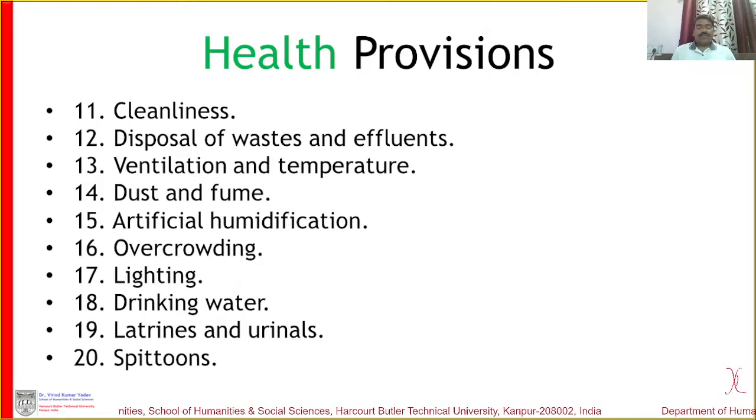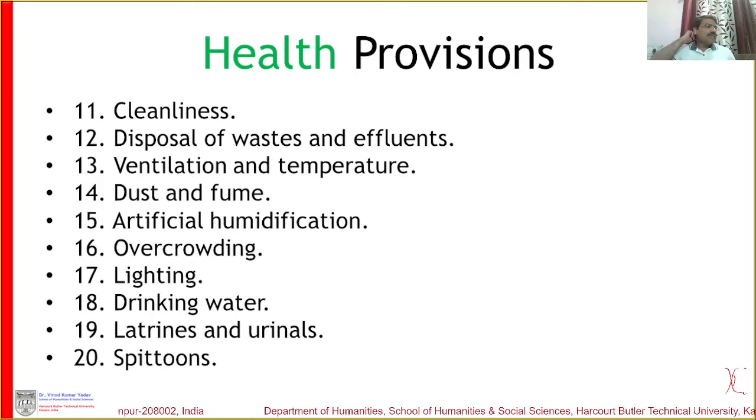Artificial humidification: that means if there is high humidity in a closed compartment or room or factory premises or workshop, then what are the provisions to handle that humidification? Overcrowding. Now, overcrowding means it was decided that if you employ 10 employees, how much size of the room or how much space you have to provide to each employee.